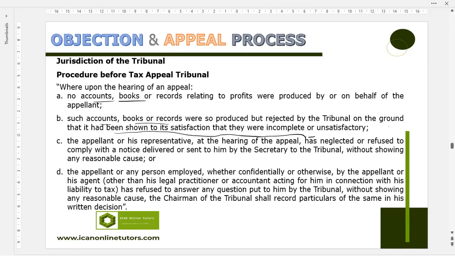Okay, so there is dismissal of some documents, rejection of some, and the like. So the appellant or his representative at the hearing of the appeal has neglected or refused to comply with a notice delivered or sent to him by the secretary to the tribunal without showing any reasonable cause, or the appellant or any person employed, whether confidentially or otherwise, by the appellant or his agents, other than his legal practitioner or accountant acting for him in connection with his liability to tax, has refused to answer any question put to him by the tribunal without showing any reasonable cause. In this case, the chairman of the tribunal shall record particulars of the same in his written decision.